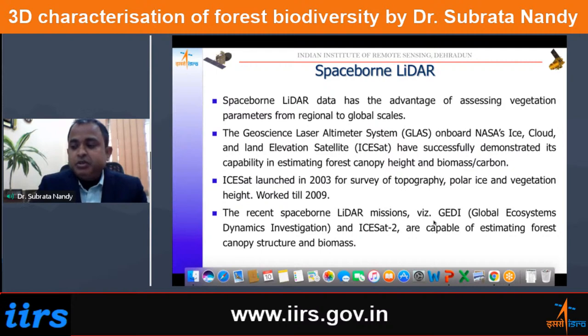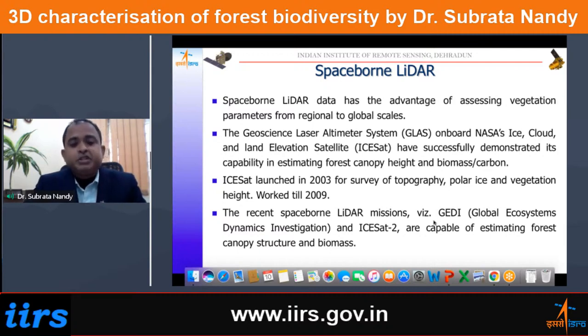Similarly, coming to the third segment, this is called space-borne LiDAR. Space-borne LiDAR means your platform is a satellite. There was a satellite called ICESat, the Ice, Cloud and land Elevation Satellite, and the sensor was GLAS, the Geoscience Laser Altimeter System. This operated between 2003 and 2009, and people have done studies related to forest canopy height and biomass carbon assessment.